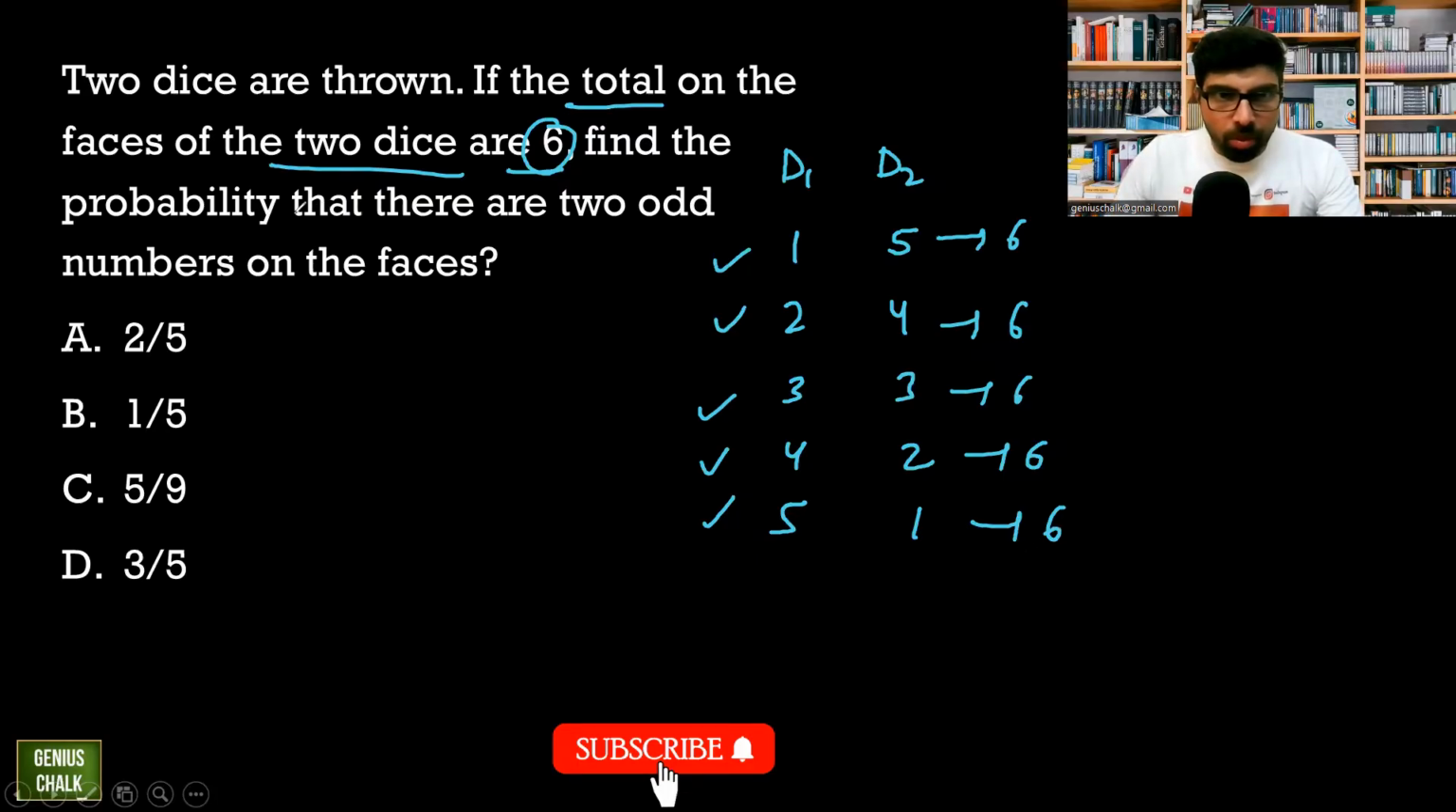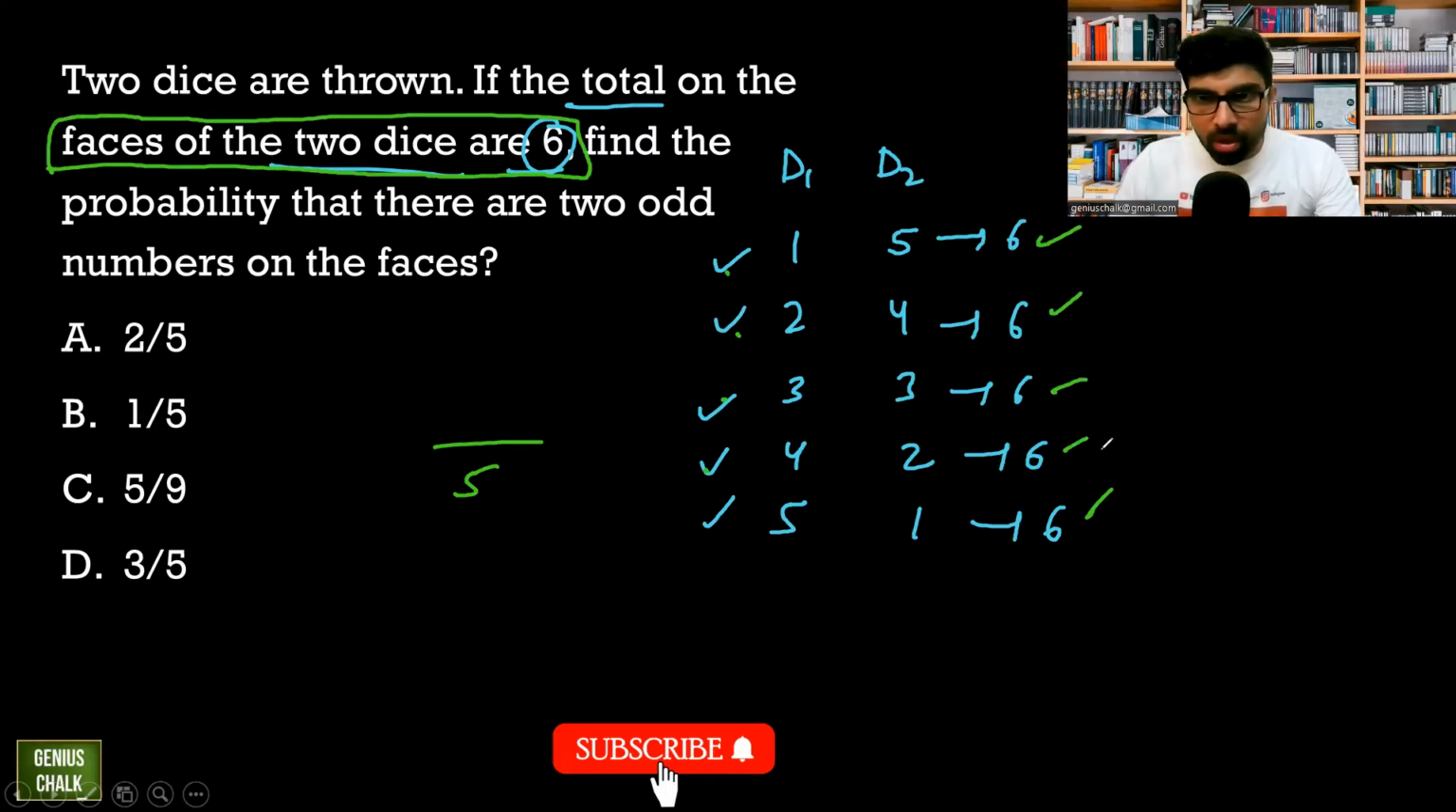Now find the probability. So how many cases are there? There are total 5 cases: 1, 2, 3, 4, 5. So we'll not take 36, because the only condition is that the total of the faces must be 6. So total cases of that are 5. Out of them, they say there are 2 odd numbers on the faces.